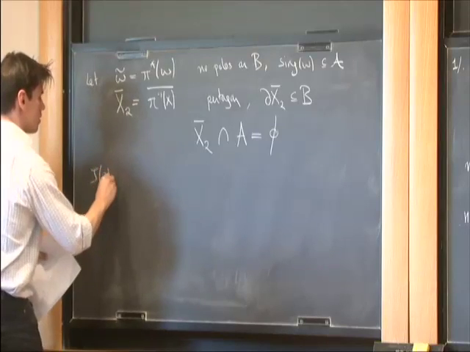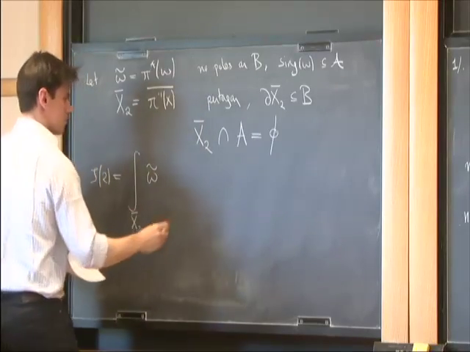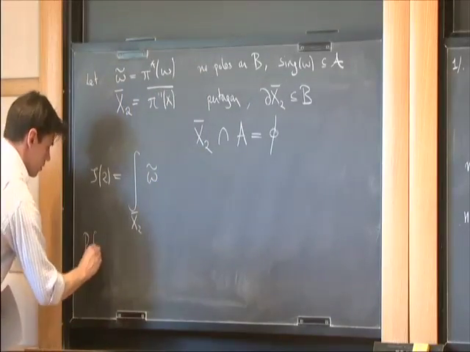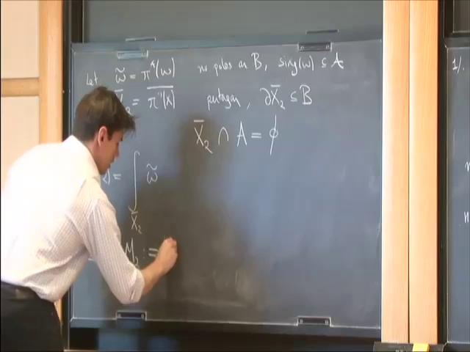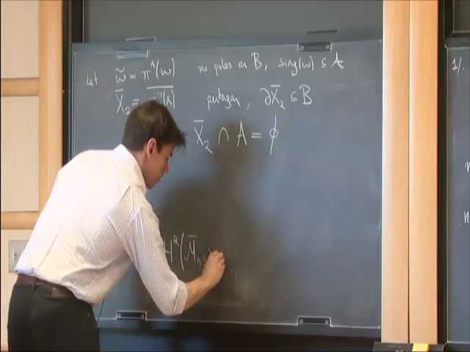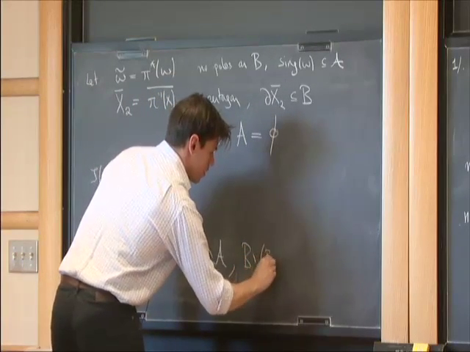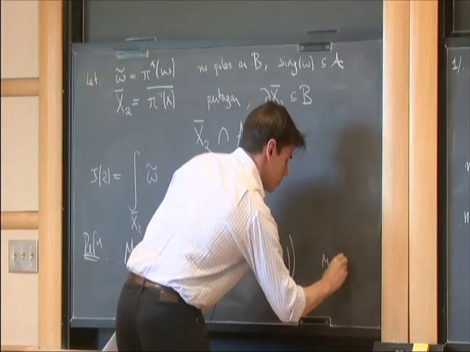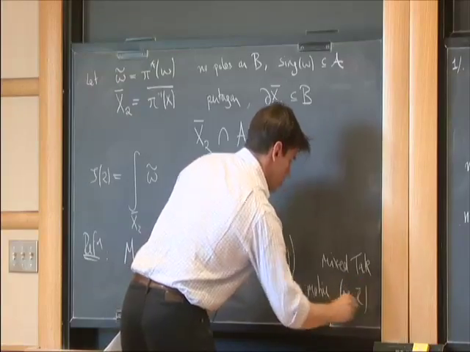So of course, zeta 2 is still, by changing variables, just the integral of omega tilde along X2 bar. And so now I'm going to define M2 to be the second cohomology, H2, of M0,5 bar minus the A divisors, because that's where omega has singularities, and relative to the B divisors. And so this thing defines a mixed Tate motive. You can show that it's defined over Z.